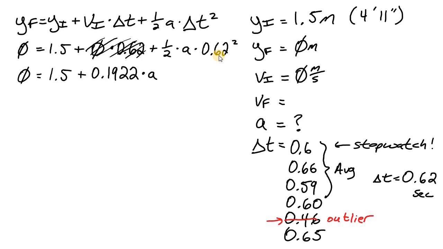Okay. Now, we're solving for our acceleration. We have this term over here, and we have another term over here. Let's get a by itself by getting rid of this positive 1.5. How do we do that? Subtract 1.5 on both sides of the equation.